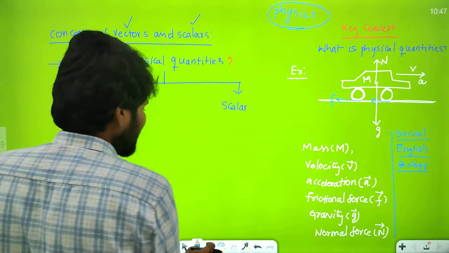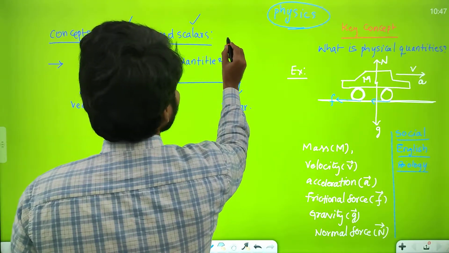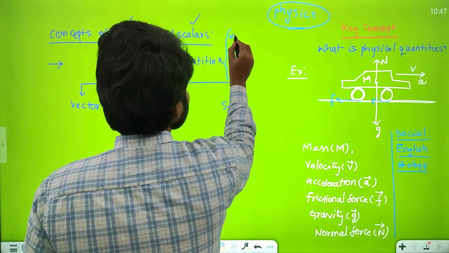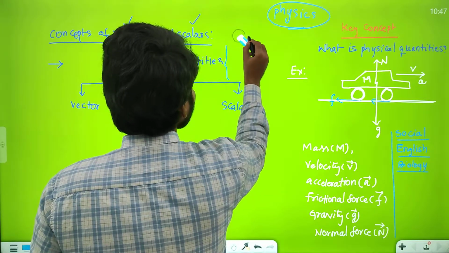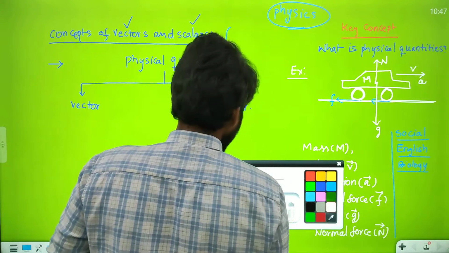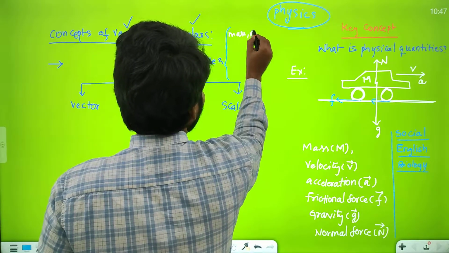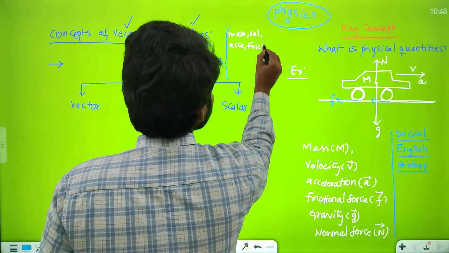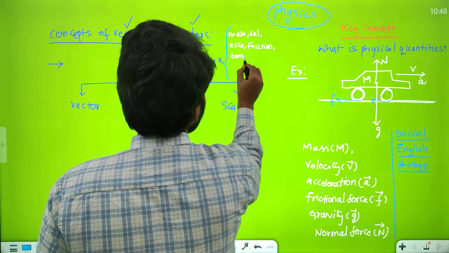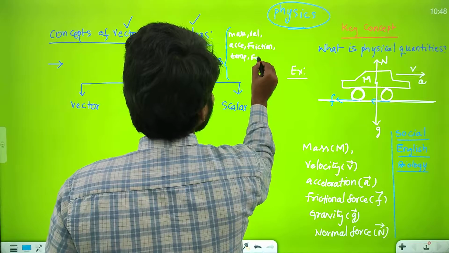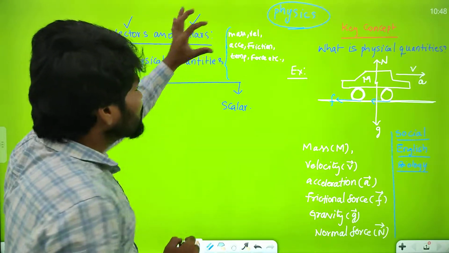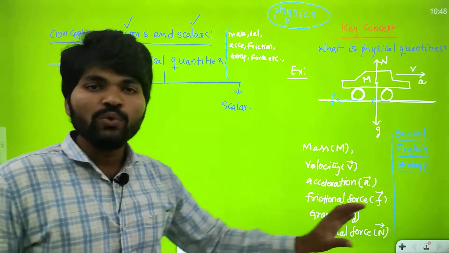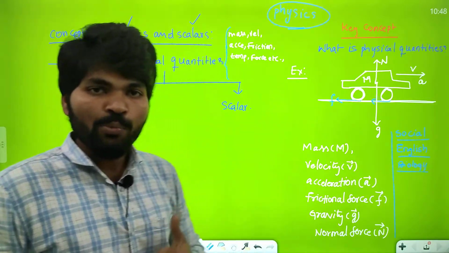Let's write those physical quantities here. One is mass, velocity, acceleration, friction, temperature, and force, etc. Sir, are these the only physical quantities? No, there are a lot of physical quantities. Those physical quantities we are going to encounter completely during our course. Okay, hope you understand.